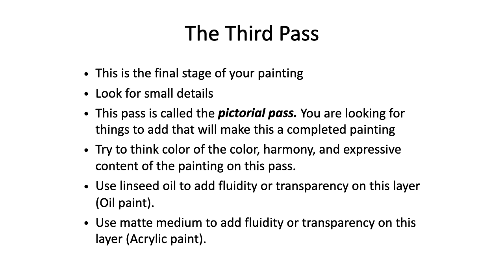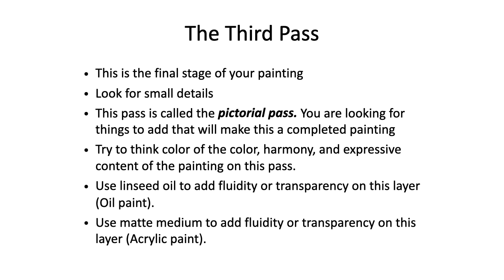So now you should be on that third pass. This is considered the final stage of your painting. You're looking for small details, so little refined edges. Maybe you can actually depict the way the fold of a paper looks or a little creased edge. Maybe you see a little bit of backlight coming in from a shadow. This is considered the pictorial pass, so you're looking for things to add that will make this a completed painting.